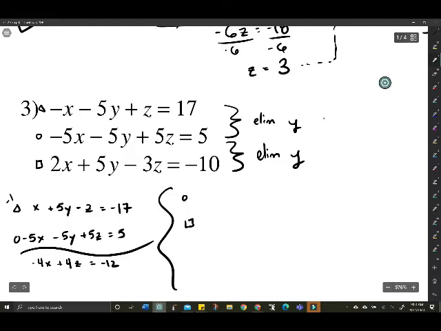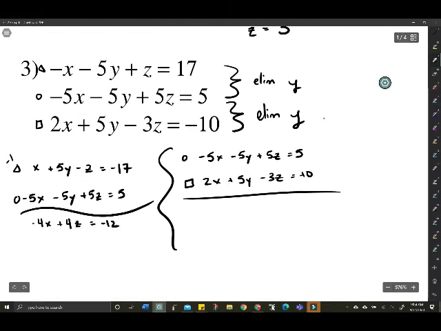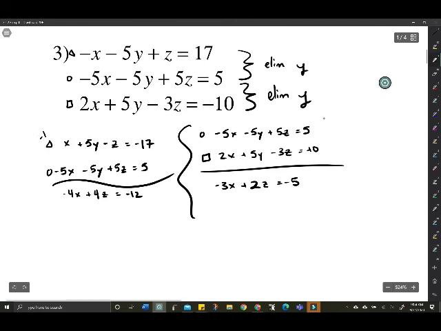Circle and square. The y's are already good to go. So negative 5x minus 5y plus 5z equals 5. 2x plus 5y minus 3z equals negative 10. The x's will become negative 3x. Y's are gone. Plus 2z. And then equals negative 5. Okay? Check to see if you made any little mistakes there. I think we're good. I'm going to say that's star and diamond.